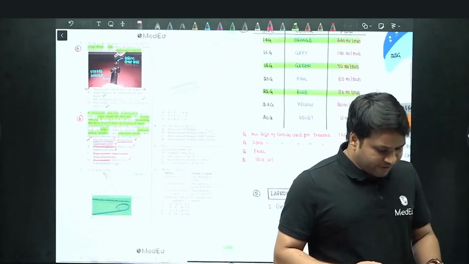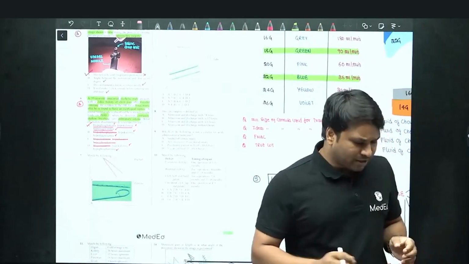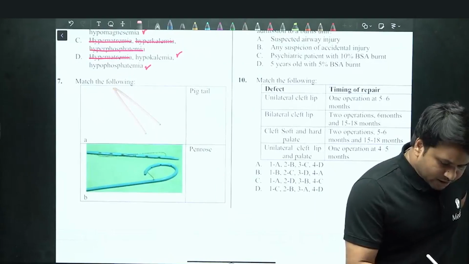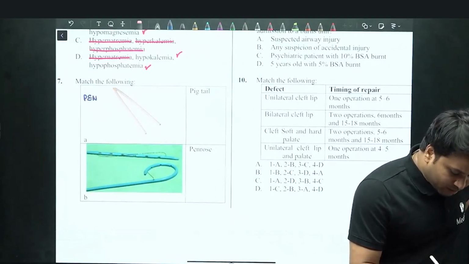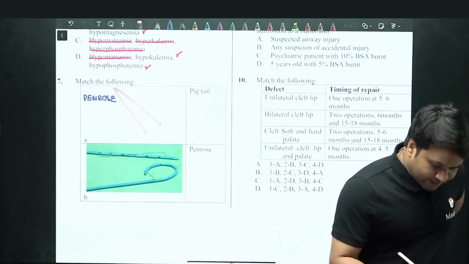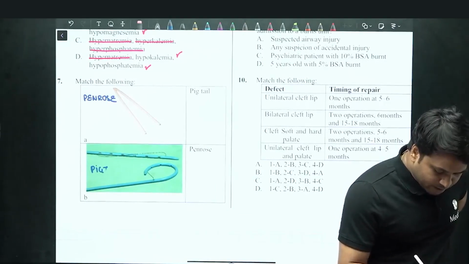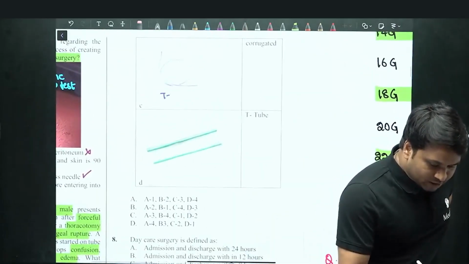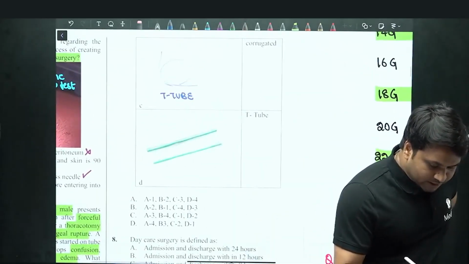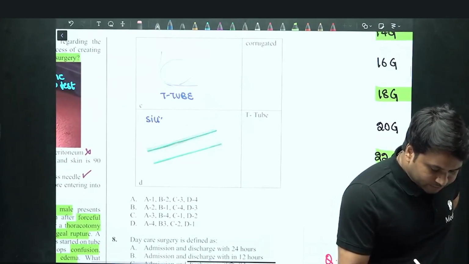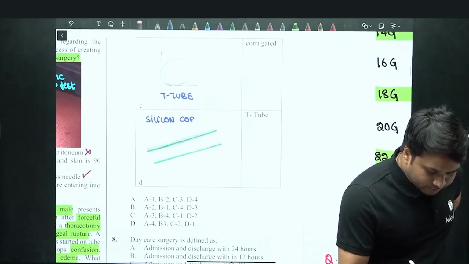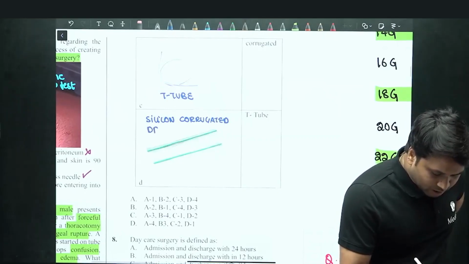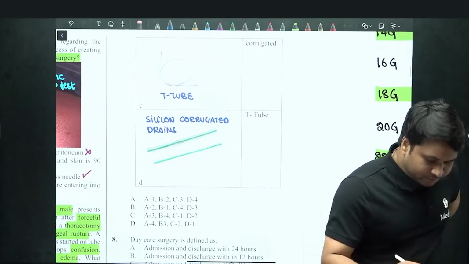Now, question number 7, we have drains and we are talking about match the following. It's an easy one. We'll simply quickly go through it. This first one is your Penrose drain. The second one is your pigtail catheter. The third one that you have is your T-tube, and this is your silicone corrugated drain.